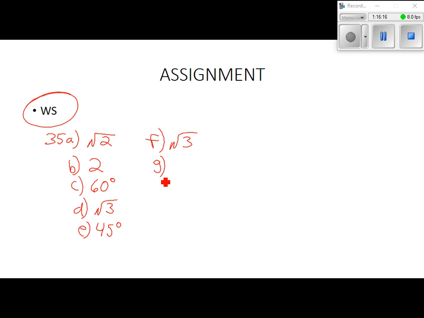G, in a 30-60-90 triangle, to find the length of the longer leg, divide the length of the hypotenuse by 2. And then multiply the result by, it's a 2-parter, multiply the result by what? Square root of 3. Alright. I had to stop and think for a second. 45.